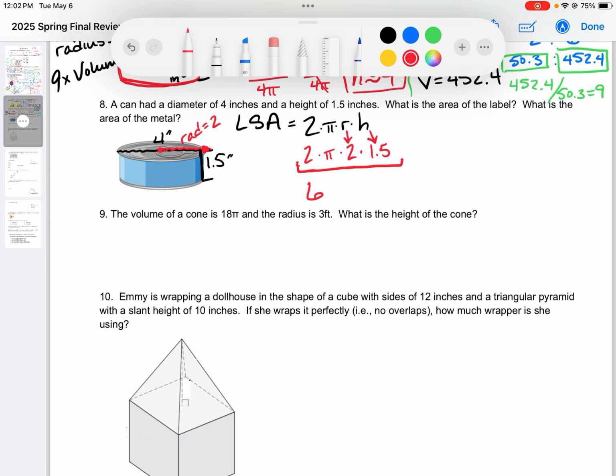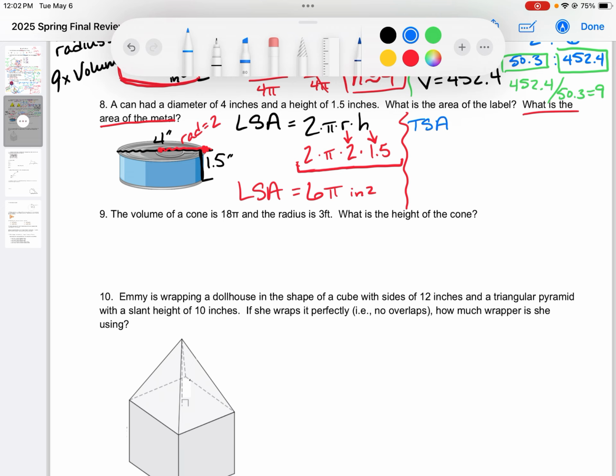We get 2 times 2 times 1.5, which is 6. Multiplied by pi is 6 pi. So our lateral surface area is 6 pi. And that is an area, so it's in inches squared. Now the next question is, what is the area of the metal? So that wants to know the whole can.